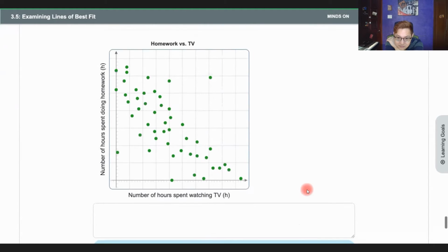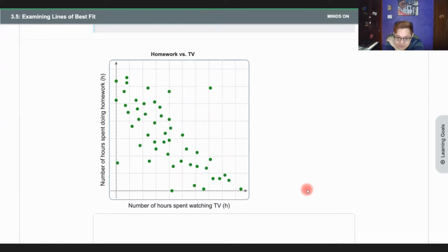Yeah, this is it, examining lines of best fit.